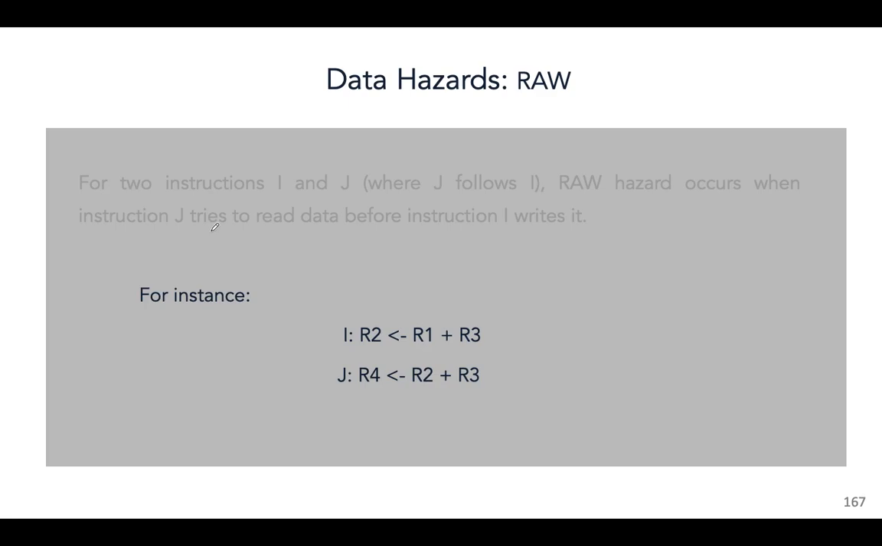For instance, if we have instructions like these, first I occurs, then J occurs. Now, what's happening in I? R1 plus R3 moves to R2. And in J, R2 plus R3 moves to R4, right? So this register is going to be used here. But what happens if I hasn't finished writing its data and J tries to read it? Then RAW hazard occurs.